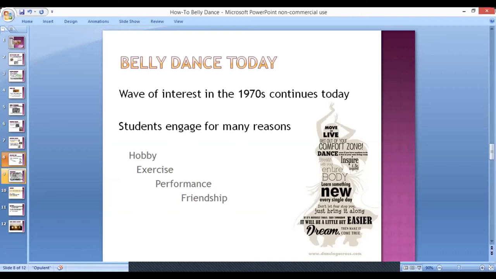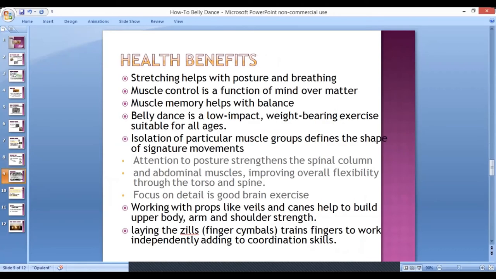Well, what kind of health benefits can you get from belly dance? Stretching, which, you know, any kind of dance, when you're stretching, it helps with your posture and your breathing. Muscle control is a function of mind over matter. As we get further into the techniques, you have to sort of set yourself up with kinetic pathways so that your body knows what to do.